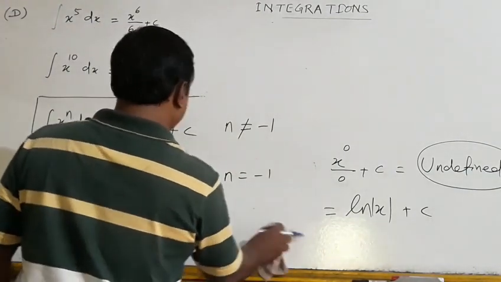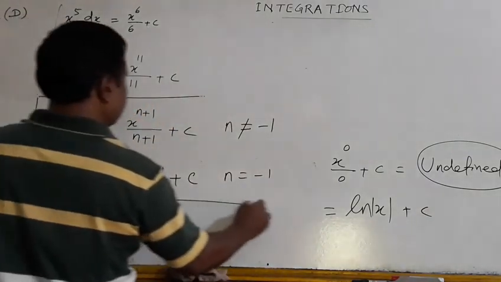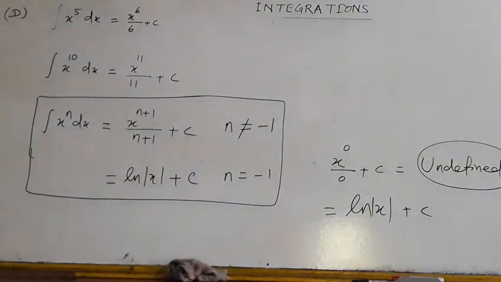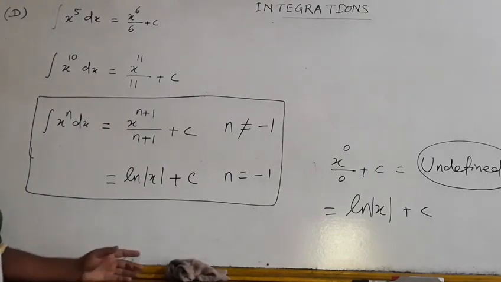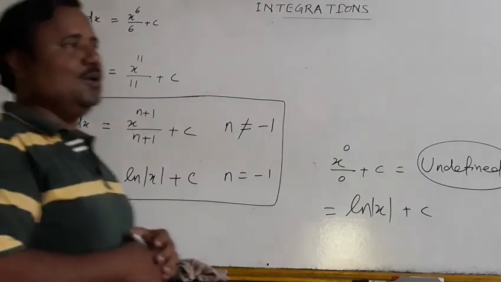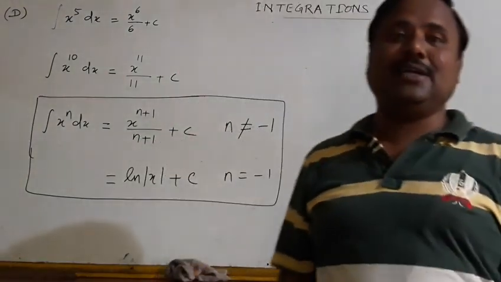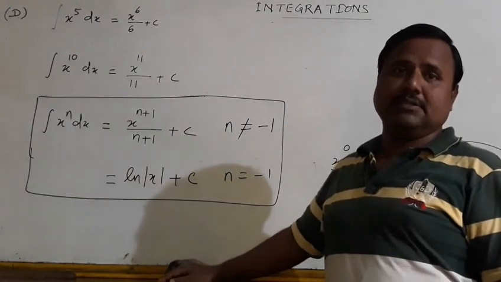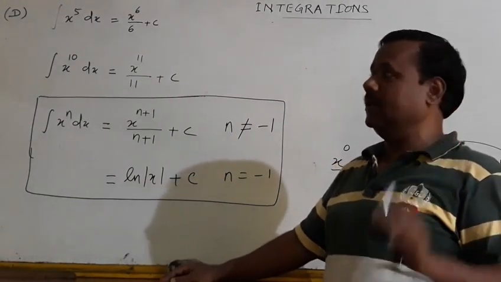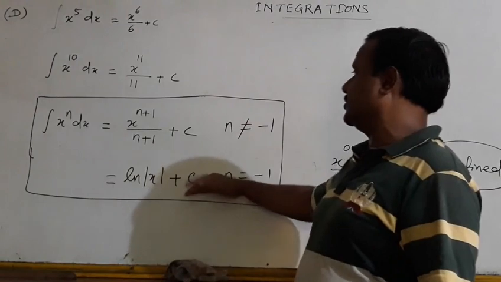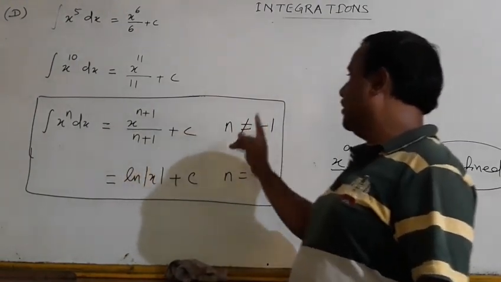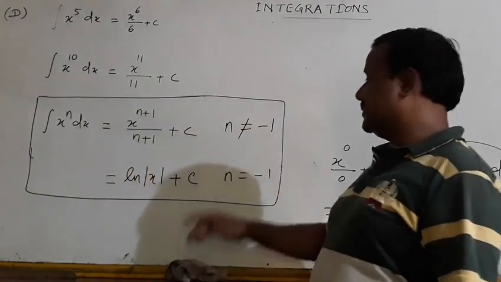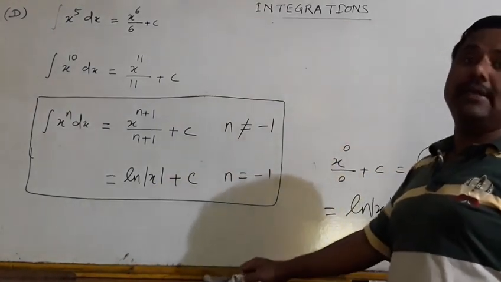Sometimes in your board exam, this question comes. The question will ask, what is the integration of x to the power n dx? My students will be very pleased to write x to the power n plus 1 by n plus 1, and they will get 0 marks. You have to write both conditions. This case happens when n not equal to minus 1. This case happens when n is equal to minus 1.